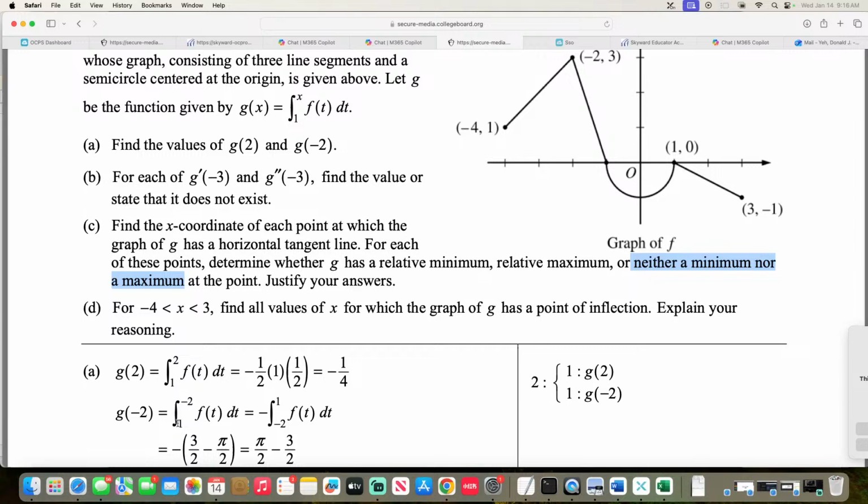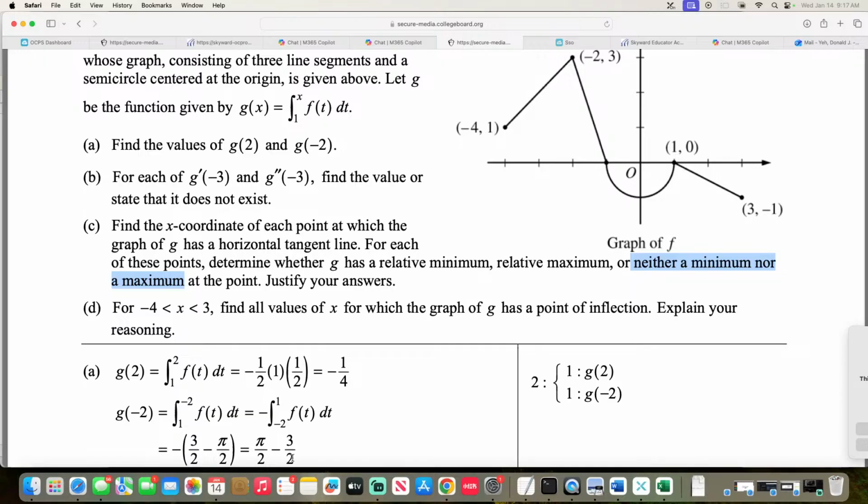Now from 1 to -2, you switch and put a negative sign in front of it. I always change your orientation. AP exams change your orientation as well. Now from -2 to 1, basically this is a triangle right here, which is 3/2. And then this is a -π/2. So if I distribute a negative sign, it becomes π/2 minus 3/2.